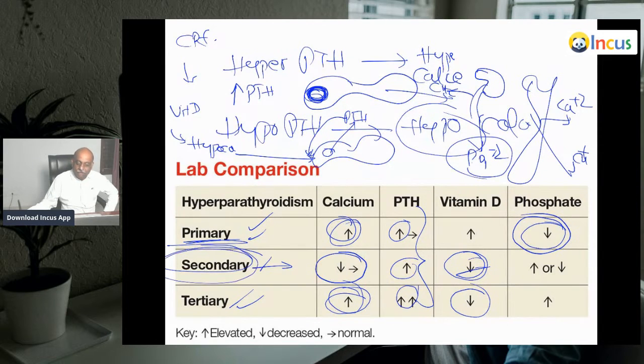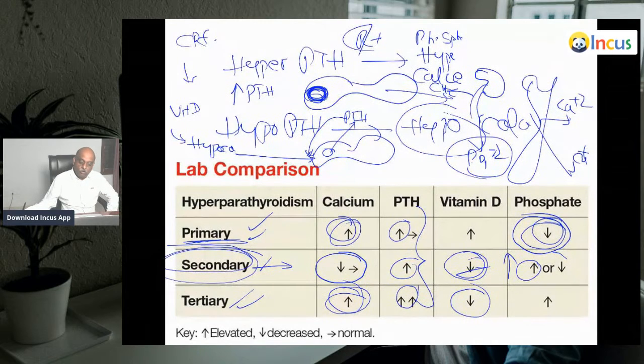But what happens in secondary hyperparathyroidism? It happens in renal failure. Renal failure is a phosphate retaining condition. That is the reason. The main differentiator between primary and secondary is phosphate levels. If phosphate level is high, it means secondary hyperparathyroidism. If phosphate level is low, it means primary hyperparathyroidism.